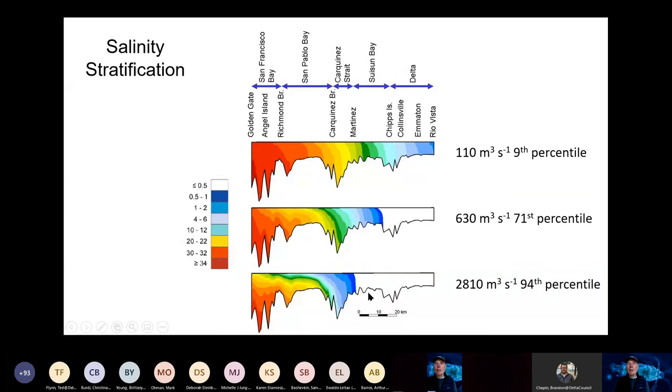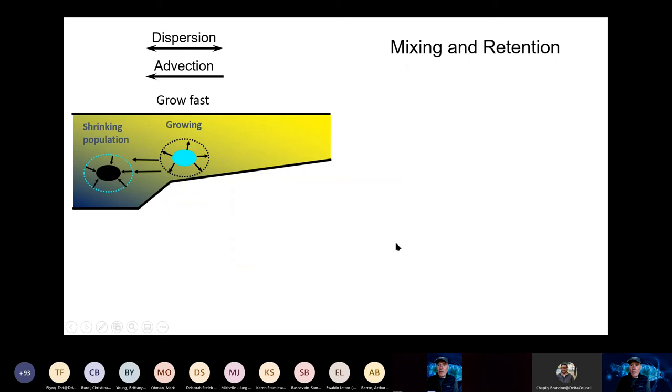In the Chesapeake Bay, this is kind of a permanent phenomenon. In the San Francisco estuary, it's tidally variable. And this gravitational circulation, or pumping of salt at the bottom, is a really important feature of the salt flux going up the estuary and also the organism flux. So how do organisms stay put? How do populations maintain themselves?